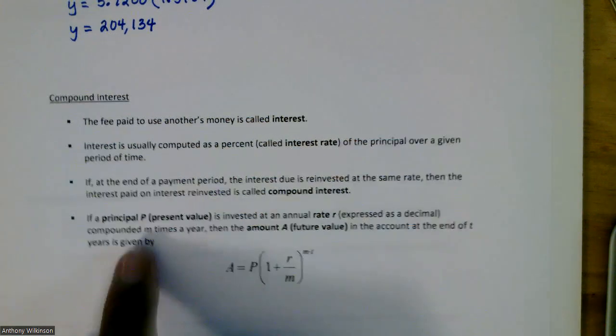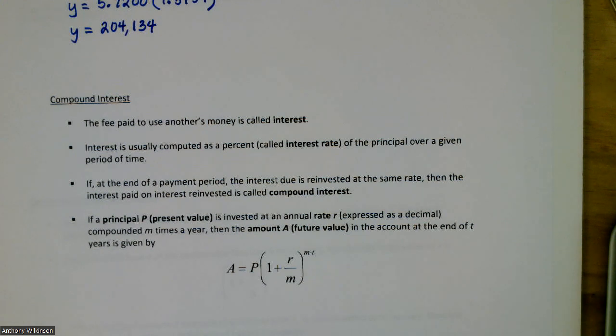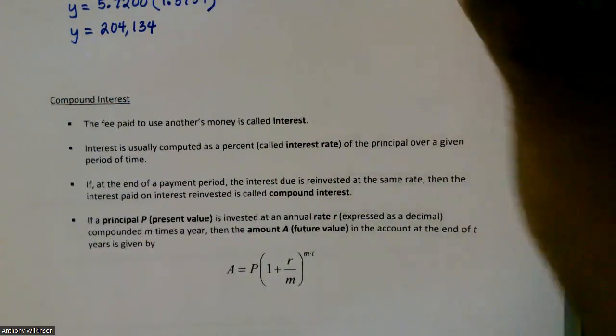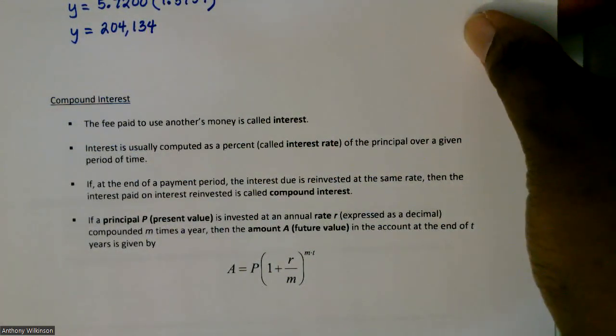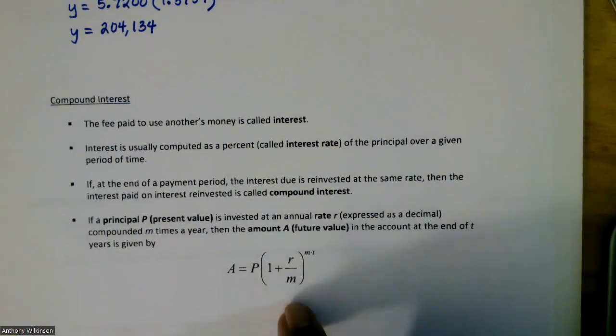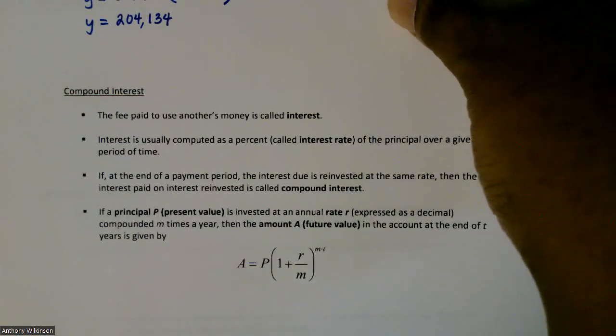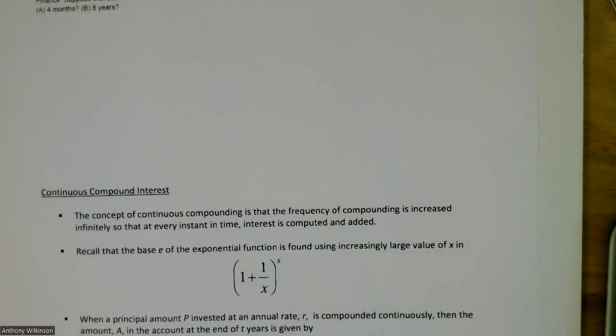If a principal called P, which is your present value, is invested at an annual rate called R, which is expressed in the form of a decimal, compounded M times in a year, then the amount A, or the future value in the account at the end of T years, is given by this formula. A is equal to P times the quantity 1 plus R divided by M raised to the M times T. If you've had college algebra before, you've probably seen this formula written a little differently. Here they're using M instead of N, where M is the number of compoundings in a year.